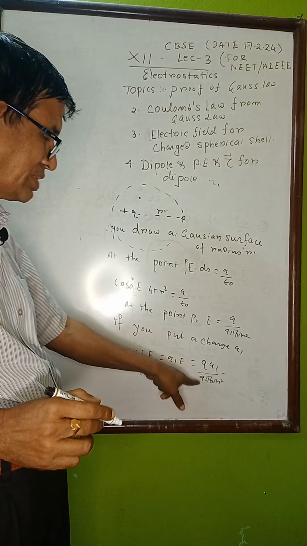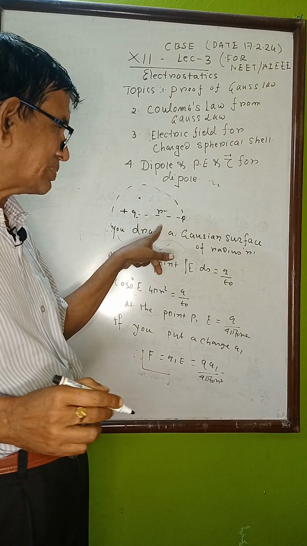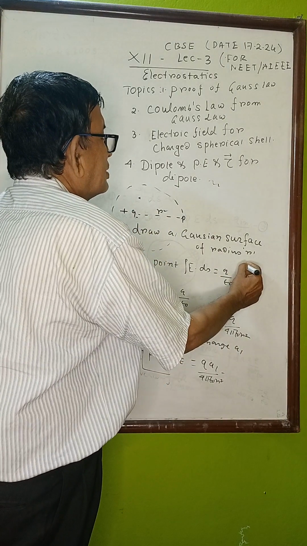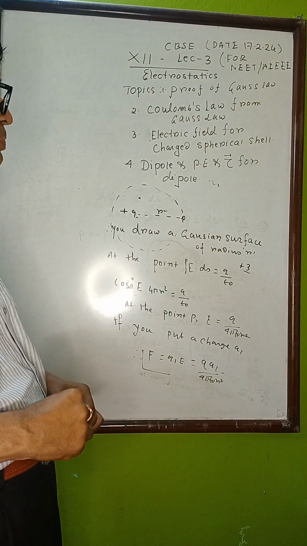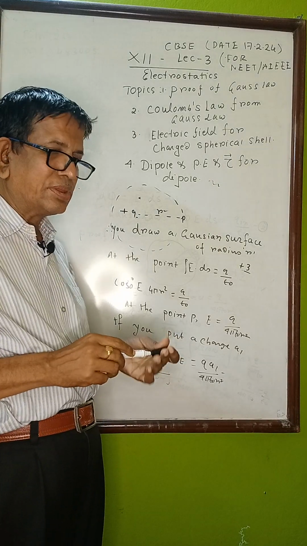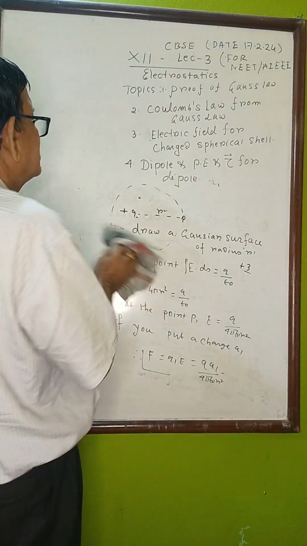So I have proved this Coulomb's law with the help of a Gaussian surface and Gauss's theorem. So it is proved. It may also come in your exam, for 3 marks. So Coulomb's law from Gauss's law is already derived for you. Now I am going to derive Gauss's theorem for a charged hollow sphere.